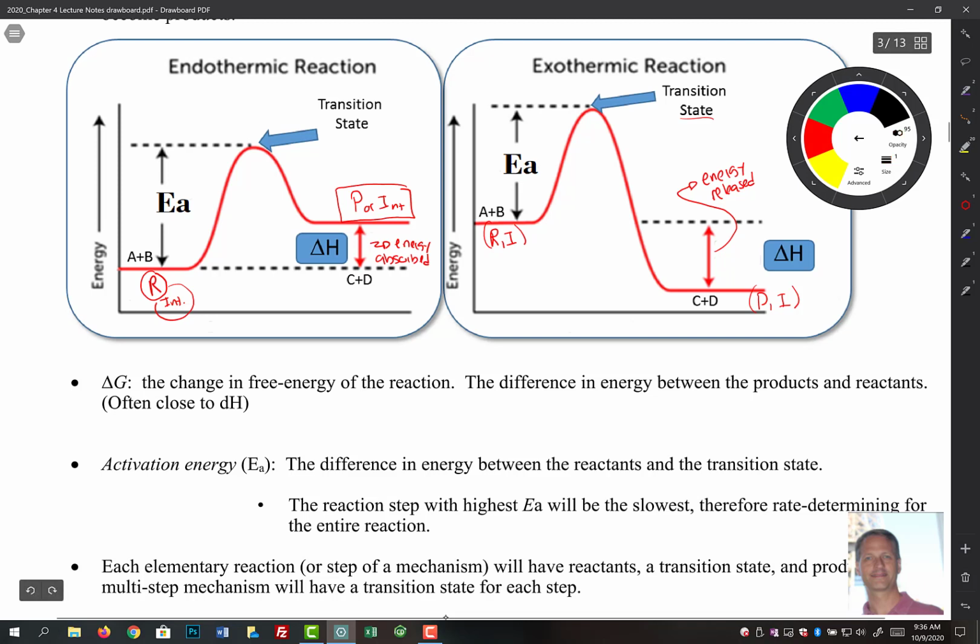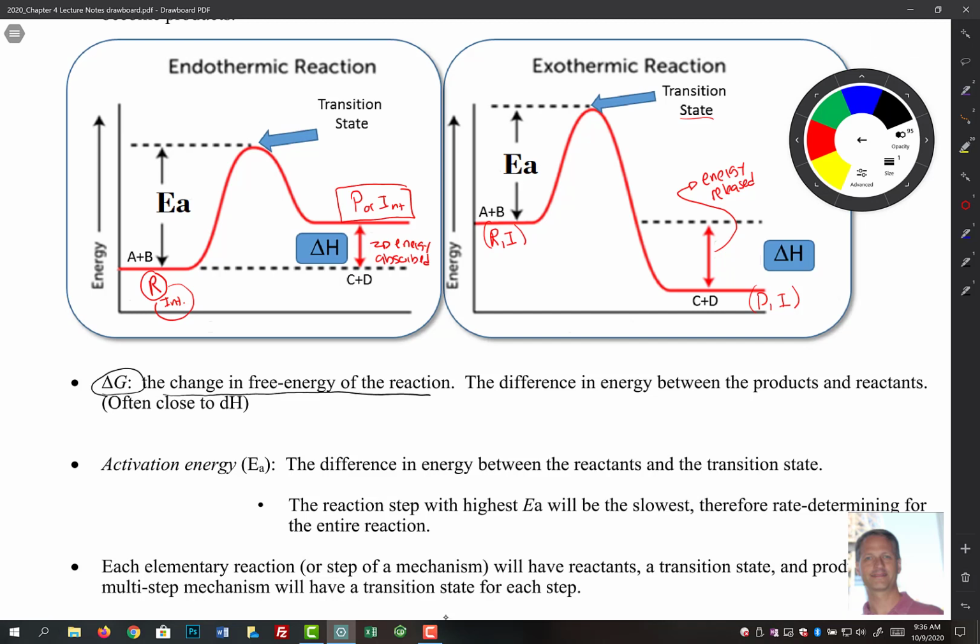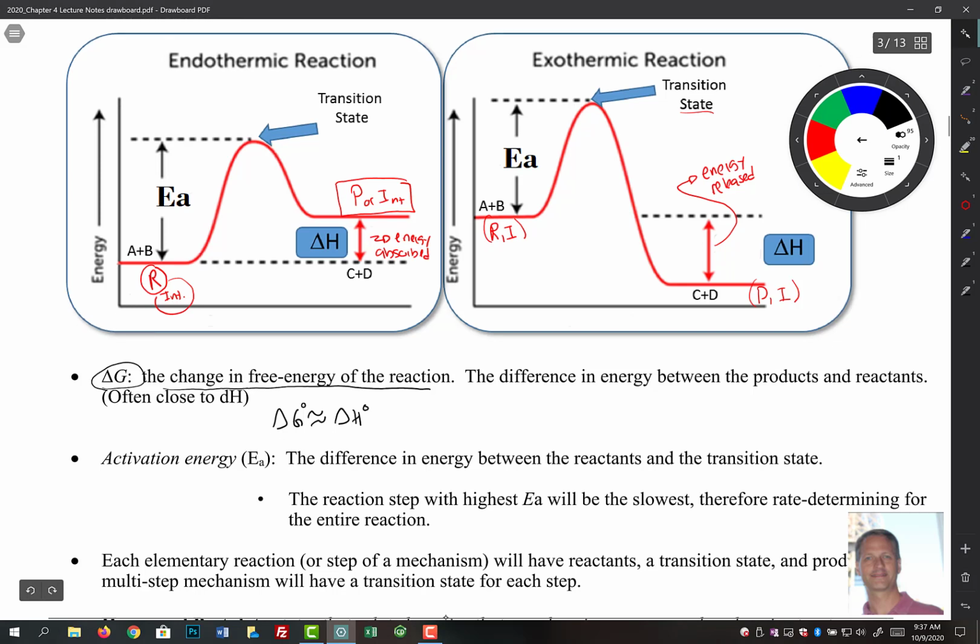All right, now, last thing to point out here before we move on to this next little section is that delta G is the change in free energy of the reaction. It's the difference in energy between the products and the reactants. So that delta G is often a close approximation to delta H. This is often true if the T delta S term isn't a huge factor. So sometimes we just make that assumption and move forward, and it's good enough for us. Other times it's important to be very quantitative and we might include the T delta S term in there.